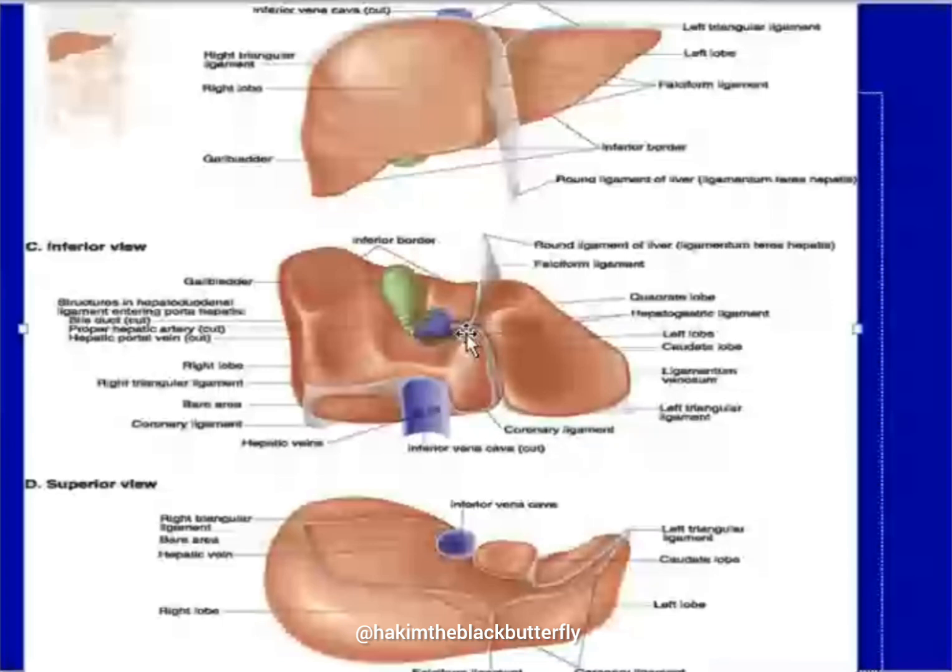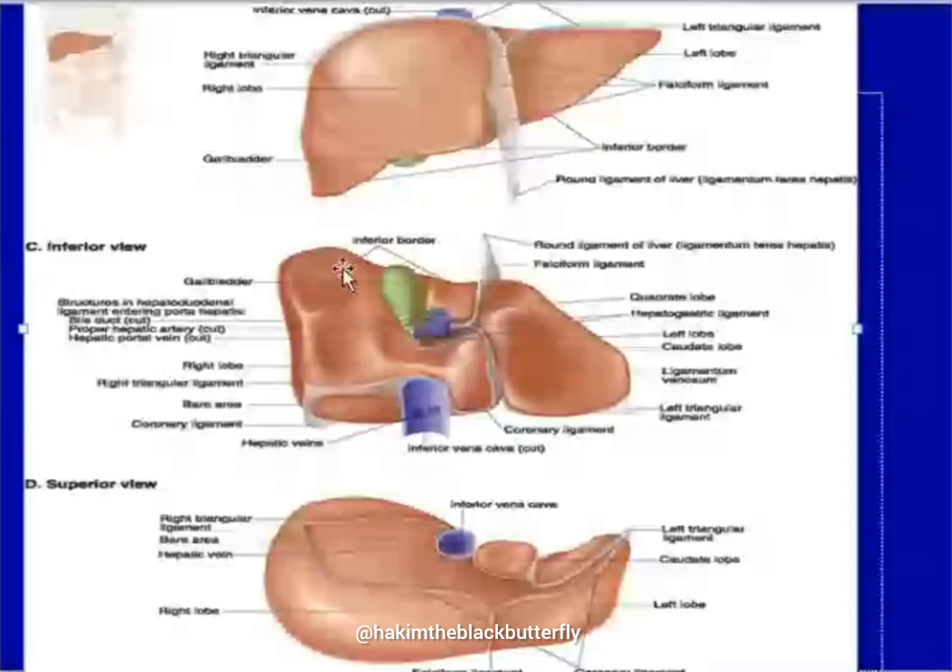And boundaries of the quadrate lobe: on the right, we have the gallbladder; on the left, we have the falciform ligament, which contains the round ligament of the liver; and then posterior you have the porta hepatis. And then you can see that anterior to this porta hepatis you have the quadrate lobe, and posterior to it you have the caudate lobe. So there is a lot to see on the inferior surface of the right anatomical lobe of the liver.